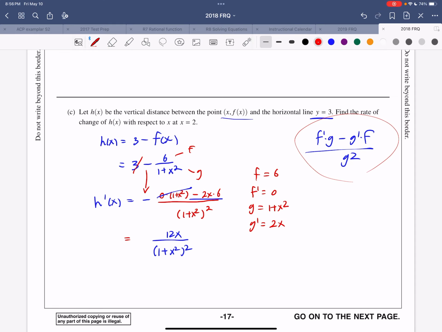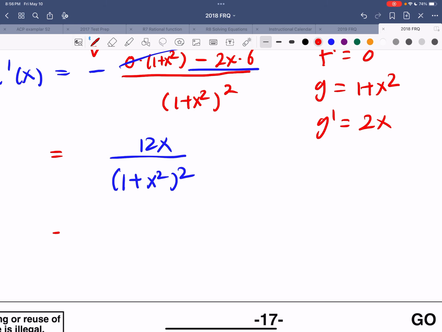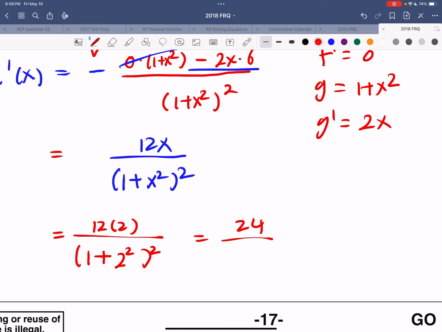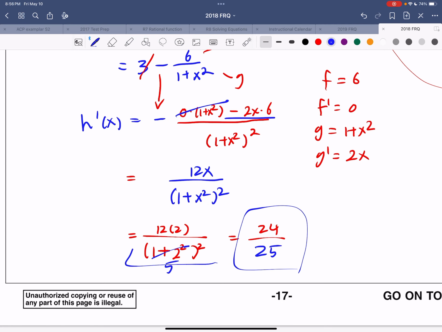Now, you want to find the rate of change when x is equal to 2. So the only thing I'm going to do is plug in 2. It's going to be 12 times 2, over 1 plus 2 squared, squared. So let's do it. 12 times 2 is 24. 2 squared is 4, so that's 5. 5 squared is 25. Okay, so that's it. You cannot really simplify it, but you don't have to. Even if you leave it like that, I think that's going to be the answer.